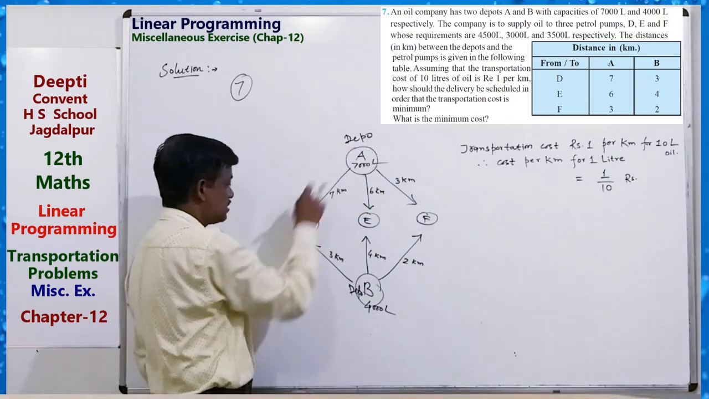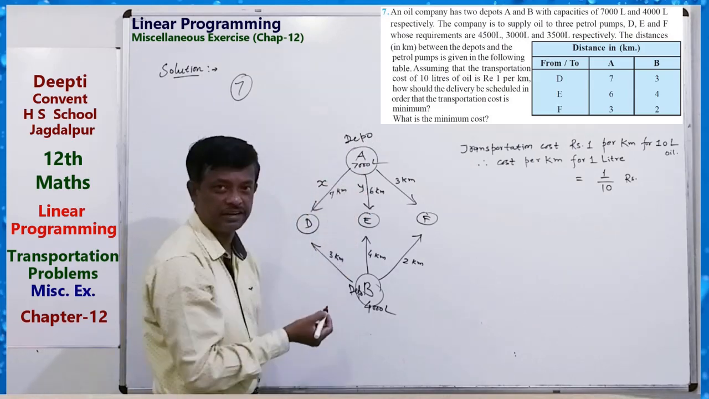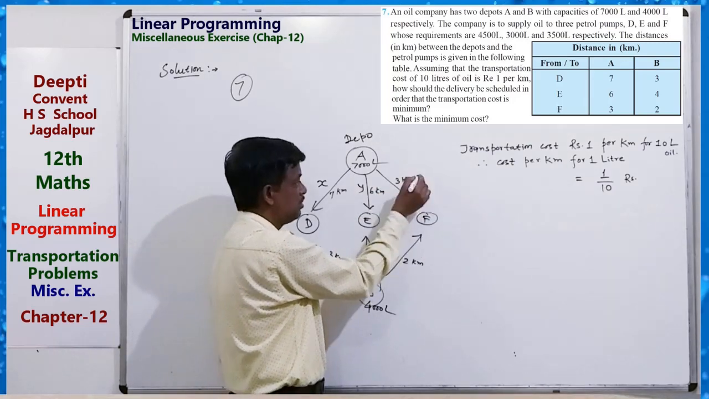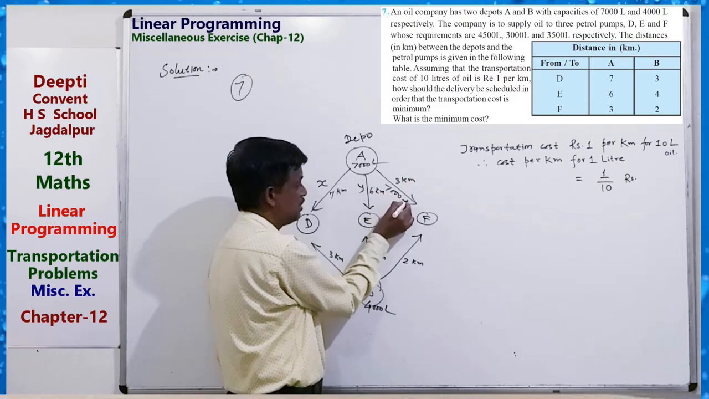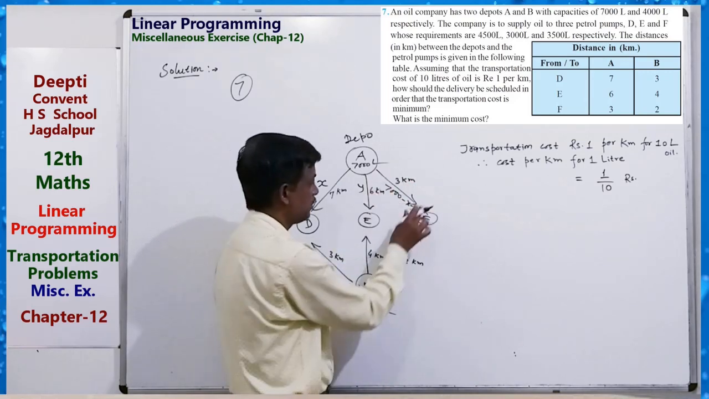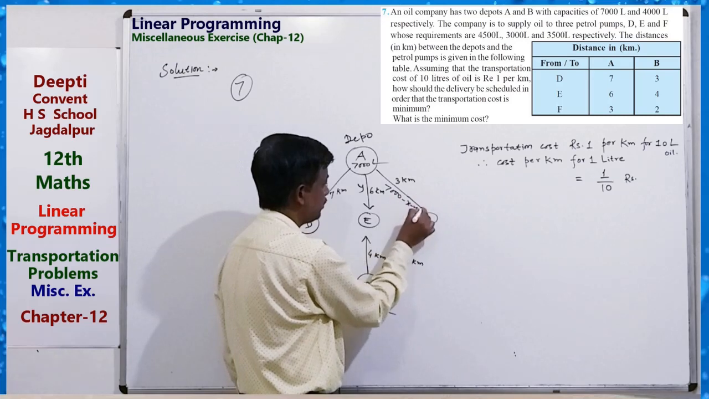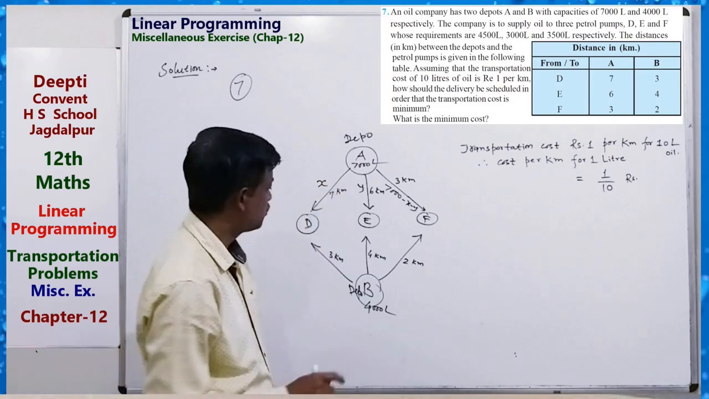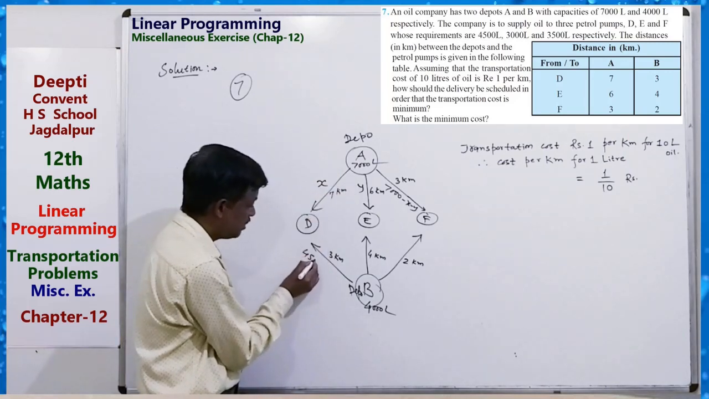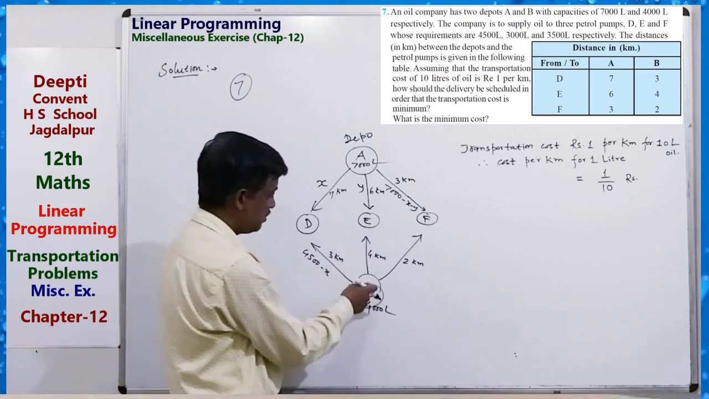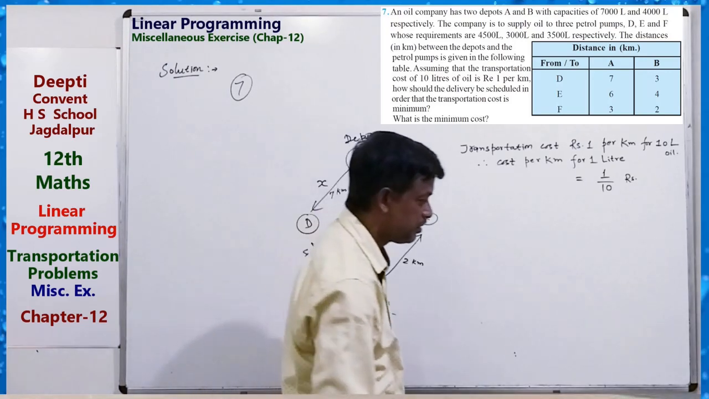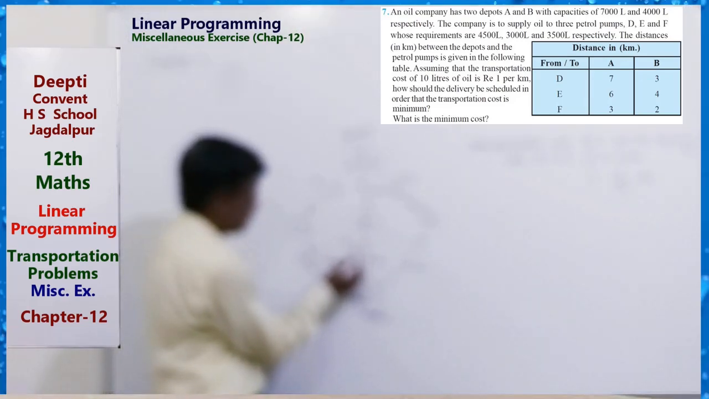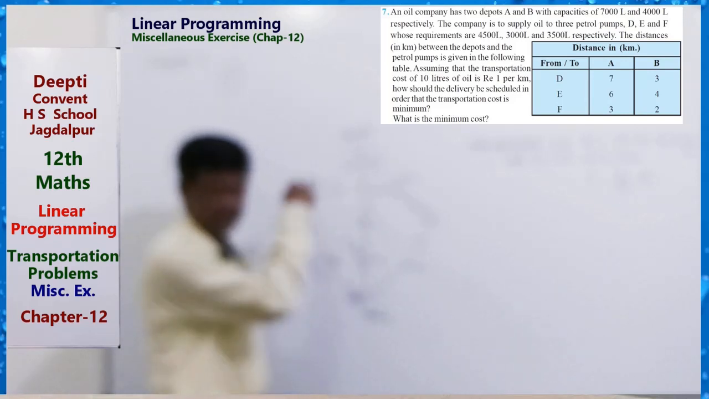So suppose X liters and Y liters are supplied, then total is 7,000. So 7,000 minus the remaining is supplied to F. So 7,000 minus X minus Y. Similarly, D requires 4,500, so 4,500 minus X. And E requires 3,000, so 3,000 minus Y, just like in the previous questions.